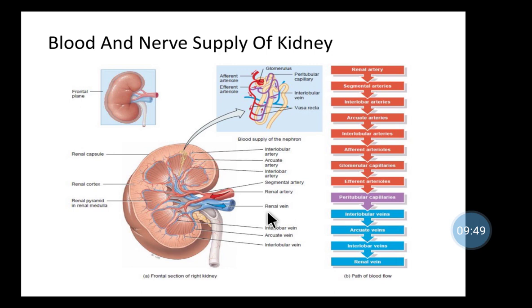Then we see the nerve supply. The renal nerves are part of the sympathetic division of the autonomic nervous system. Most are vasomotor nerves that regulate the flow of blood through the kidney by causing vasodilation or vasoconstriction of the renal arterioles.